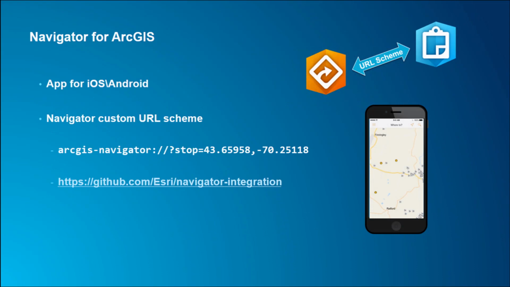And then finally, Navigator for ArcGIS. This is an app for Android and iOS. This is what our applications use when we're routing. We have something like Collector, which doesn't have routing built into it. What it does is it calls out to the Navigator application using a URL scheme where it can pass stops or addresses to it, and then it can pass back control to the calling application once it's done.